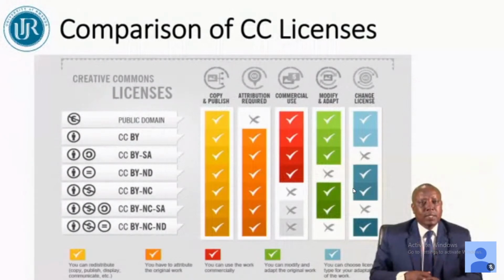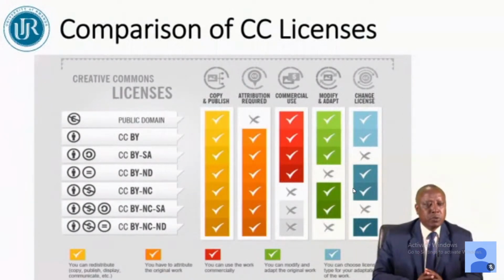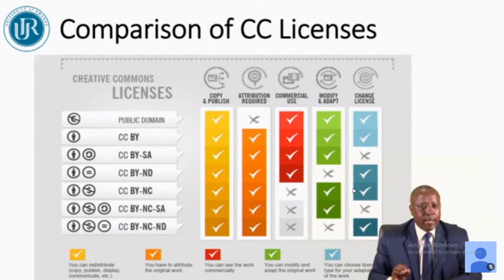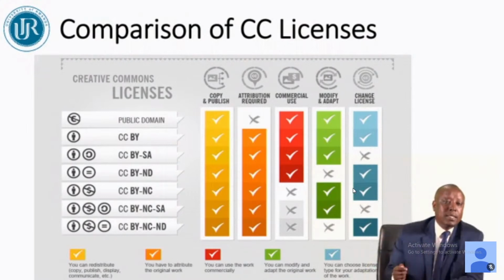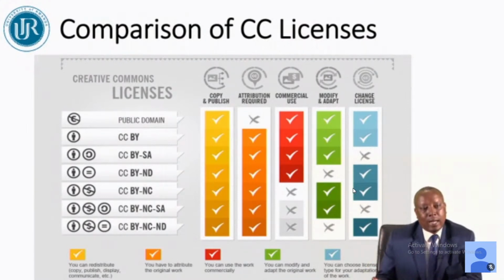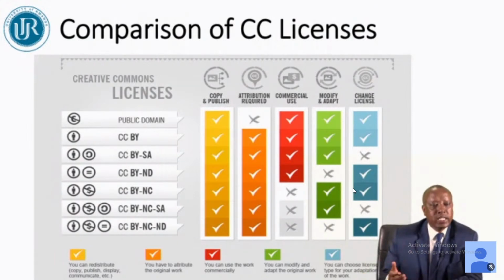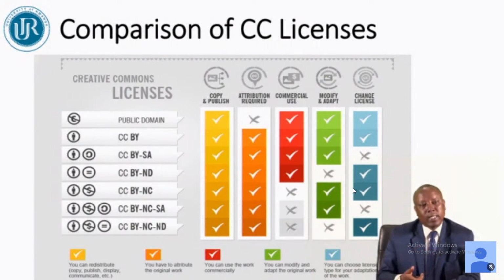Yeah, these are the different types of copyright that I want to see on different documents. You can see CC by SA. SA means share alike. ND, non-derivative, you cannot change it. NC, not commercial. You understand?